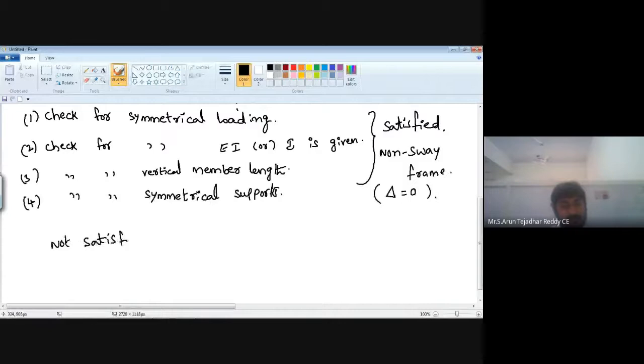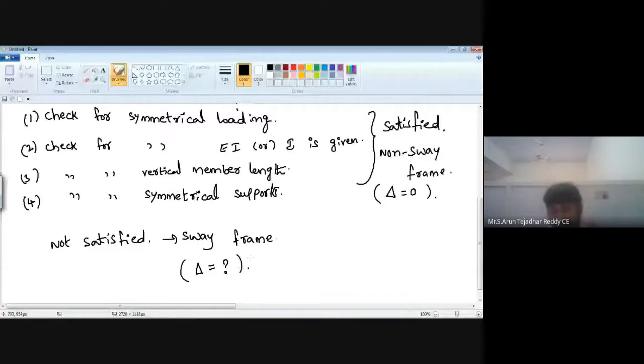If any one of these four conditions is not satisfied, then it is a sway frame. It means we will have some delta value here. So at the end of the problem, we'll find out what the delta value is.